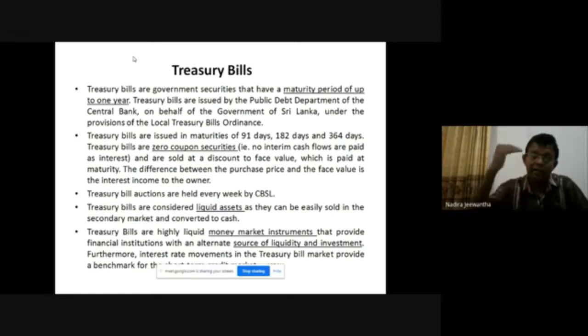Now this has been reduced by the government to 10%. Again, this has been reduced by different governments, to 5%.